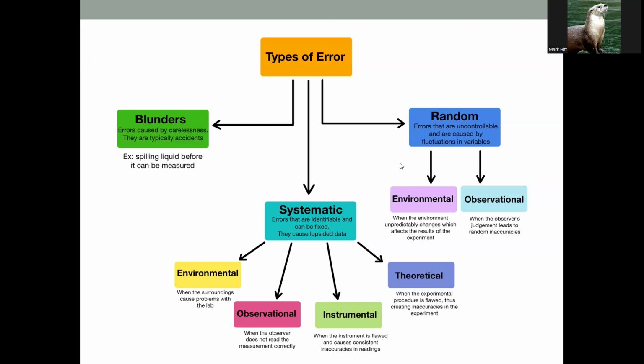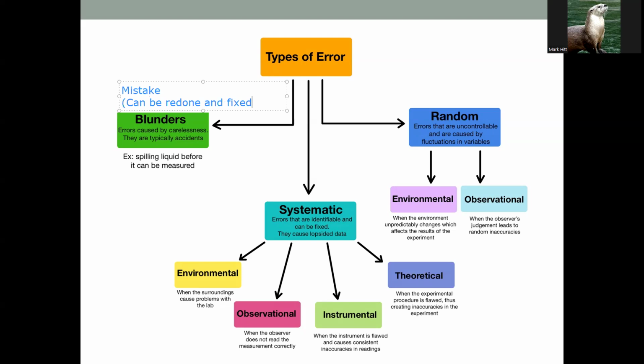Okay, so we have three types of error. First type on my left here is called blunders. Okay, so these would be errors caused by carelessness. This would be something like I spilled a liquid, so we couldn't measure it. I measured it wrong. I used the wrong tool. I grabbed the wrong chemical. These are your classic mistakes that you make in lab. This is a mistake. And the key that you should know is that this can be redone and fixed.